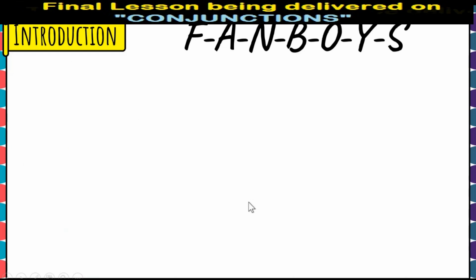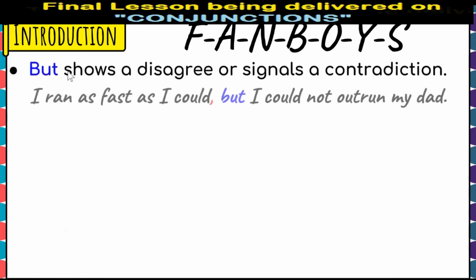Let's move on to the next one, B. But shows a disagree or signals a contradiction. Okay. But is a word that shows that there are two opposite things happening at the same context or the same situation scenario. So I ran as fast as I could, but I could not outrun my dad. Means I tried to do something, but I was not able to do it completely, right? So instead of but, you can also use however. But since I'm using my formula of fan boys, so I'm using but over here.